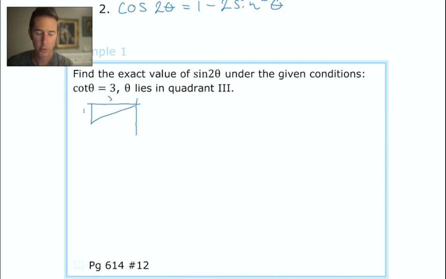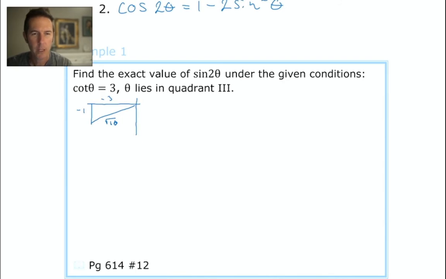But we're in the third quadrant, so my horizontal direction is negative, my vertical direction is down, which is also negative. So it's actually negative 3 over negative 1. And we can now use this diagram and the Pythagorean theorem to calculate the hypotenuse, which makes it the square root of 10. And we've got ourselves a pretty complete diagram.